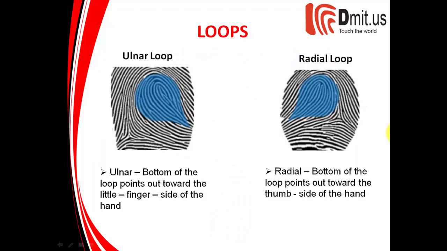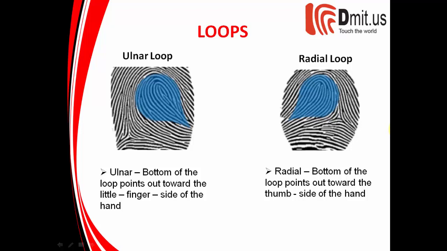When we look at loops, there can be two different types of loops. There's what's called a radial loop or an ulnar loop. Now, if you look at your hand right now, where your thumb attaches to your forearm, that bone in your forearm is called the radius. Your pinky attaches to the ulnar side of your forearm, and so that's your ulna. Anyways, my words are eluding me today, sorry.